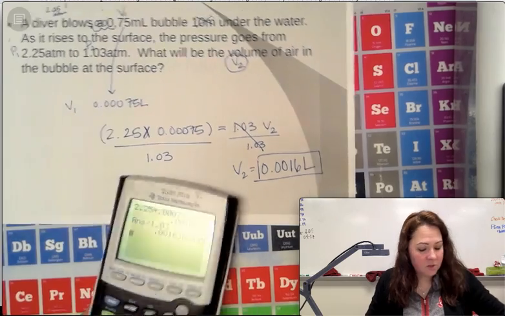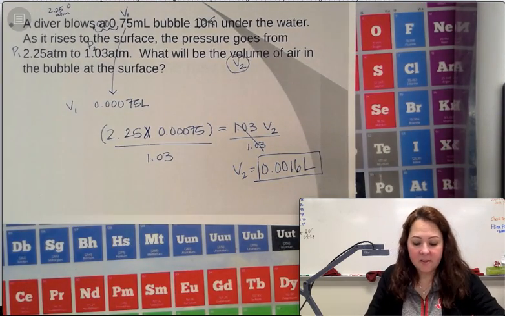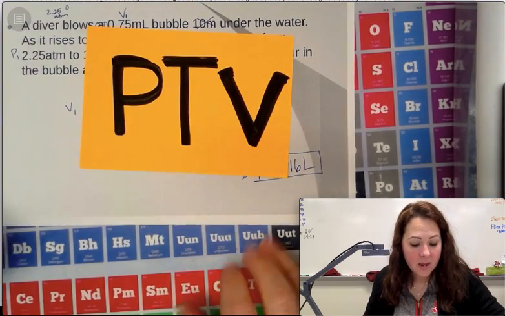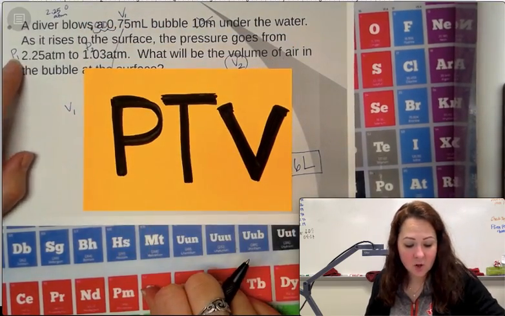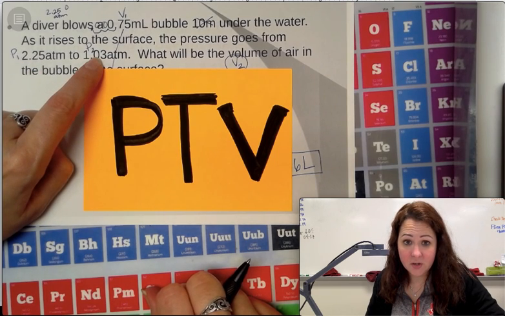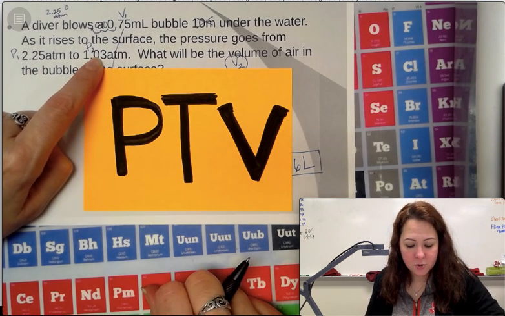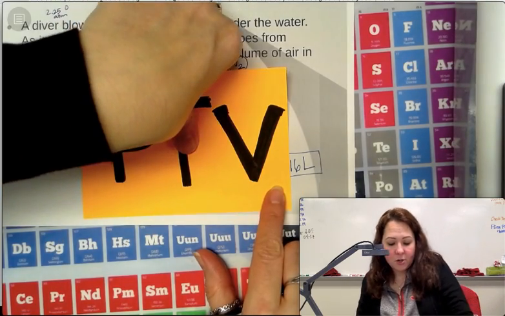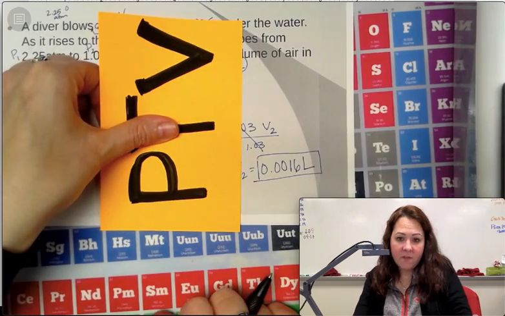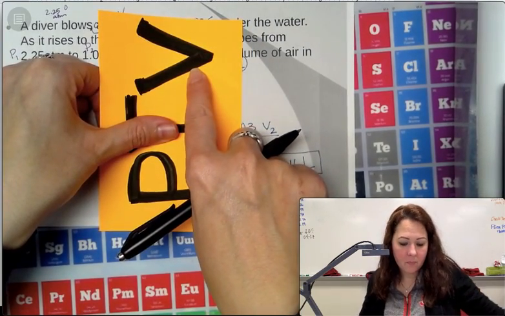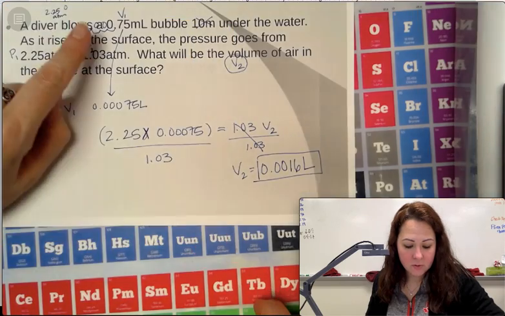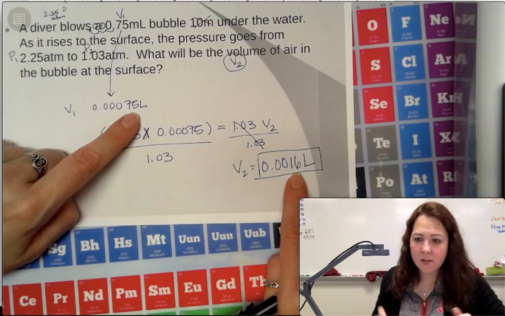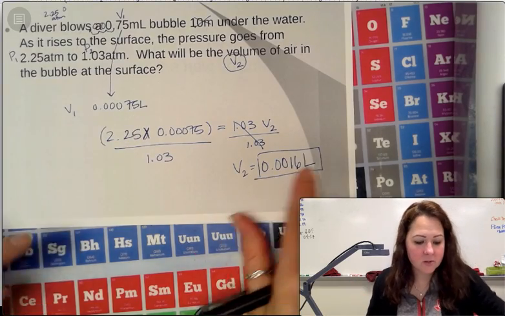Now looking at this, just to see if that answer makes sense, I have my PTV card. It says that my pressure is going down. My pressure is decreasing. So with my pressure decreasing, temperature is being held constant. When my pressure goes down, my volume of the air goes up. I started at 0.00075. It went up to 0.0016. That answer makes sense, so that's likely the correct answer.